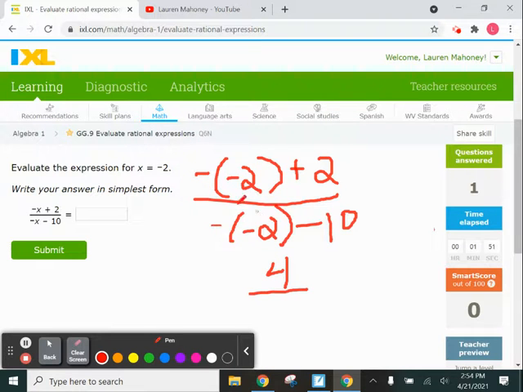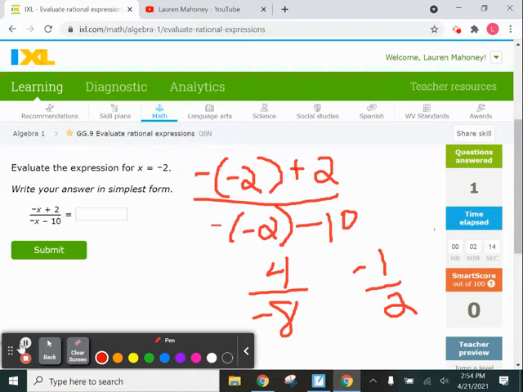On the bottom, you have a +2 minus 10. Well, 2 minus 10 is going to be -8. Now, you can't put that in as your final answer because 4 over -8 does reduce. Both of those can be divided by 4. So my answer is actually going to be -1/2.